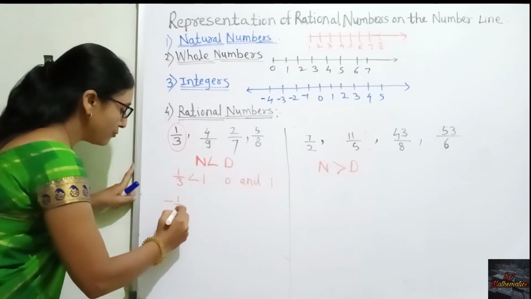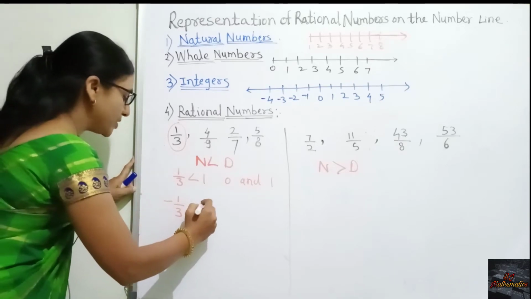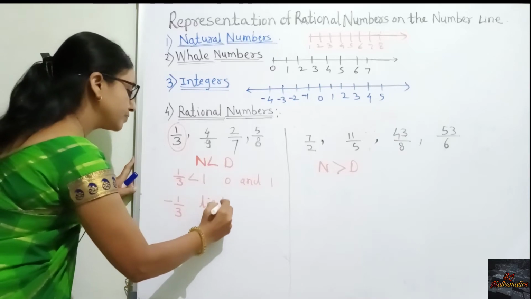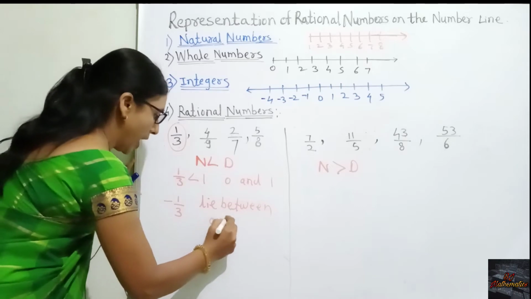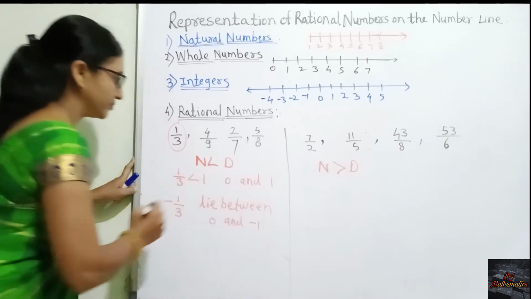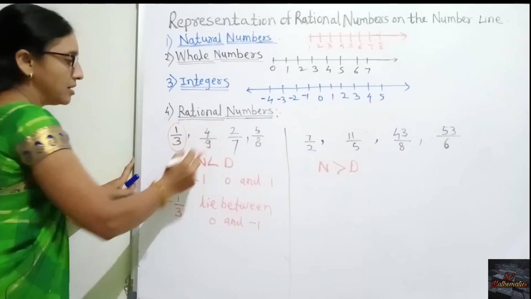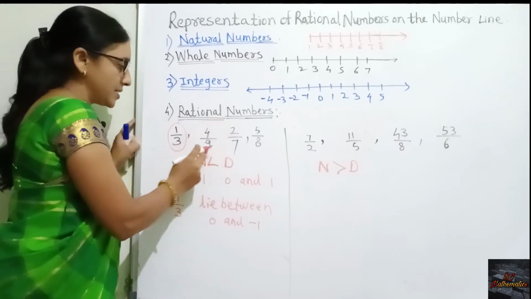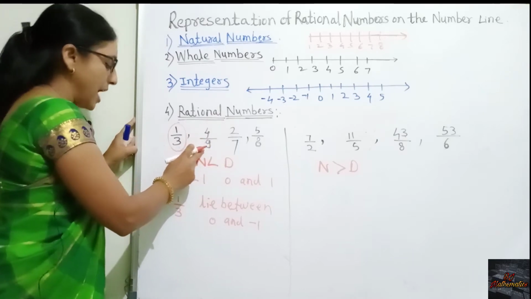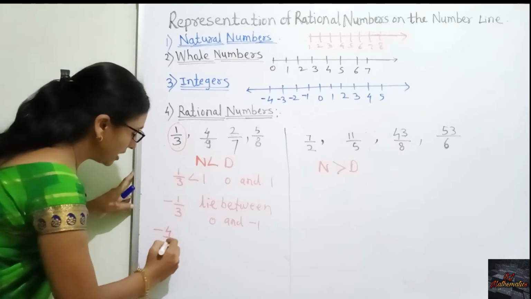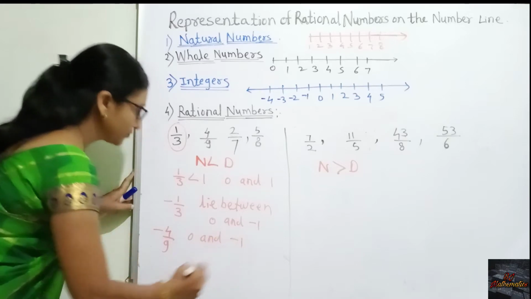And if minus 1 by 3 is there, minus 1 by 3 lies between 0 and minus 1. Here 4 by 9. 4 by 9 lies, here numerator is less than denominator. It lies between 0 and 1. And if minus 4 by 9 is there, it lies between 0 and minus 1.